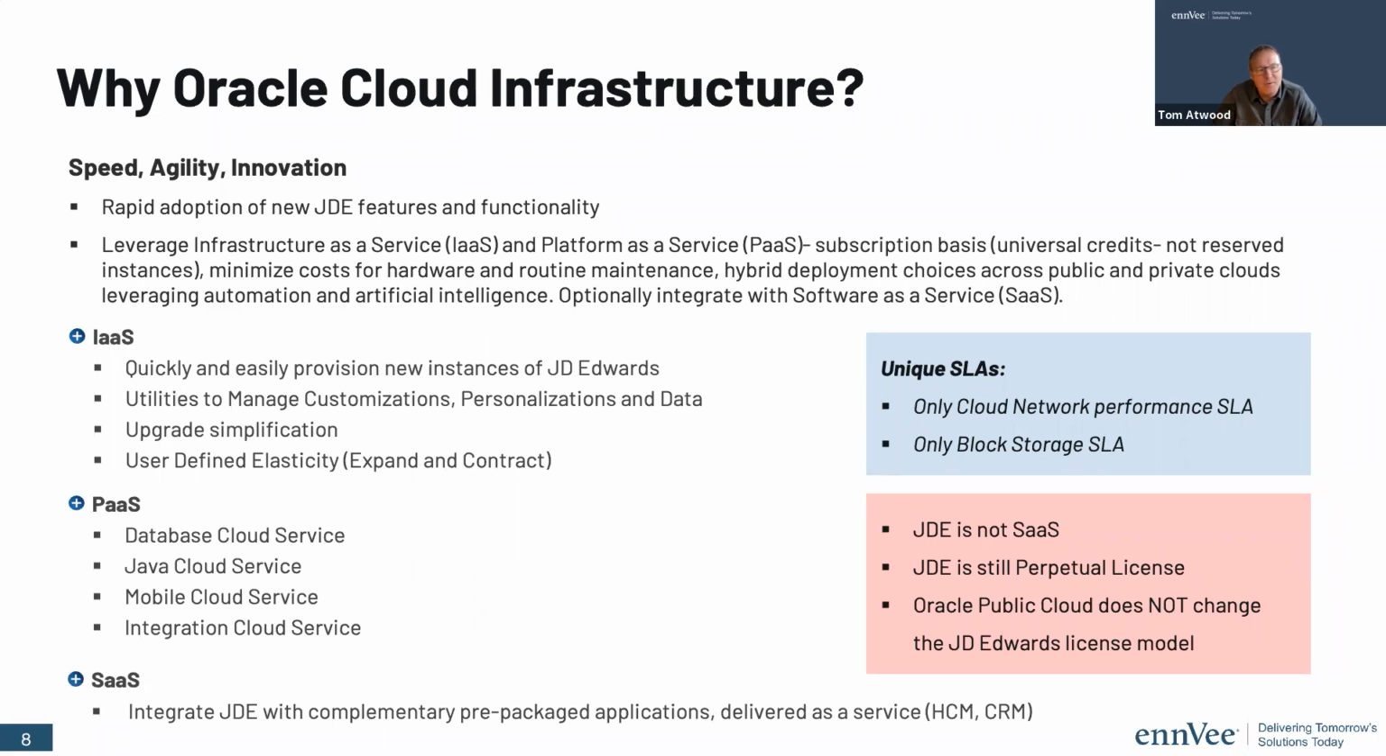But you can also do platform as a service where you may want to take advantage of the database cloud service. There's autonomous databases that reduce the need for on-site or managed service DBAs because the database itself is doing some of those tasks. You can use Java Cloud Service, Mobile Cloud Service, Integration Cloud Service. So there's a number of options there.